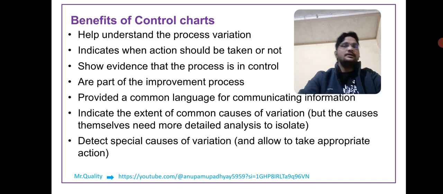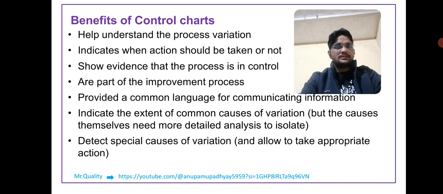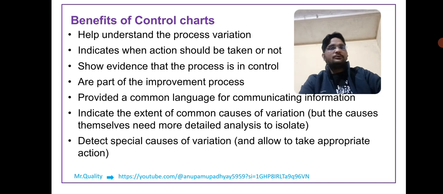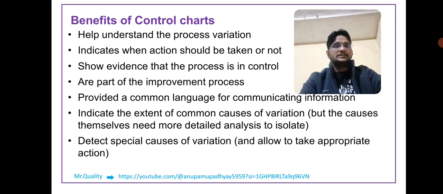A control chart is part of the improvement process and provides a common language for communicating information. It indicates the extent of common cause variation, but the causes themselves need more detailed analysis to isolate. And the last one is to detect special causes of variation and allow appropriate actions to be taken. These are the benefits.